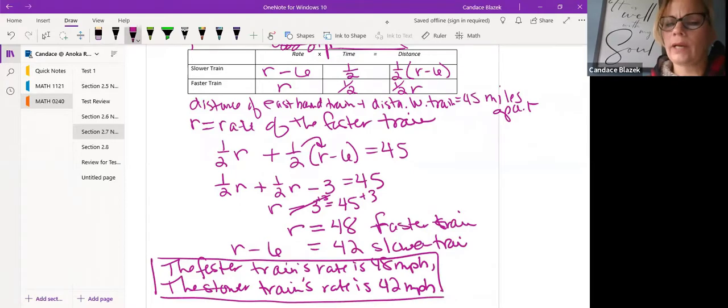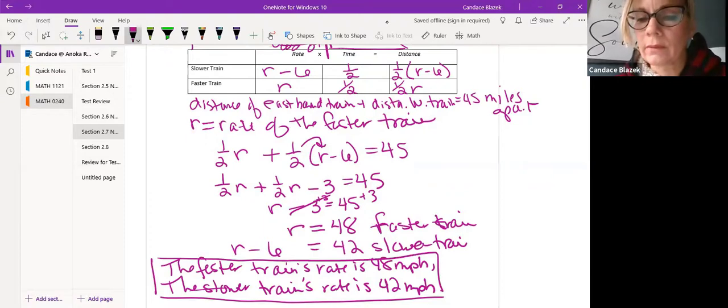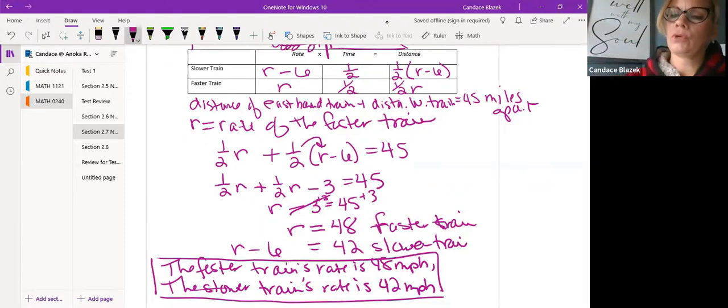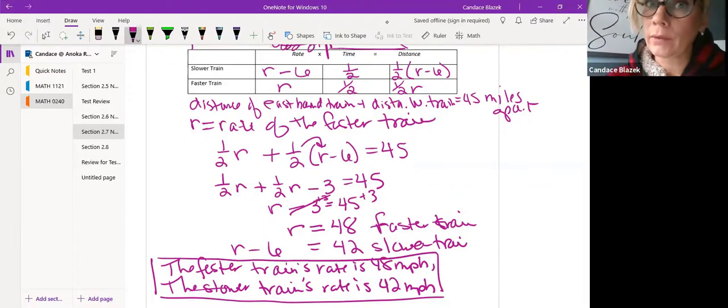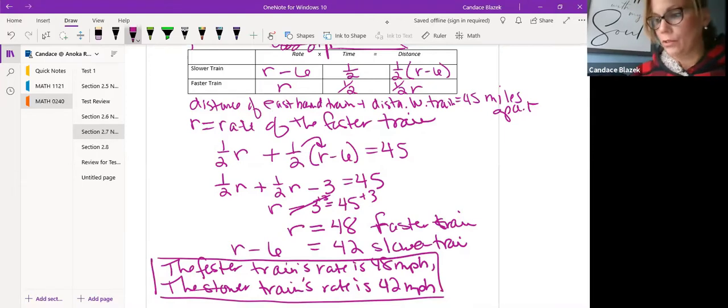And this is a quick check. In 1/2 hour, 48 miles per hour would go 24 miles. In 1/2 hour, 42 miles per hour would go 21. 24 plus 21 is 45 miles. That's exactly what they were supposed to be apart.